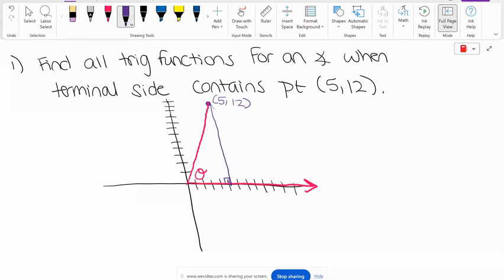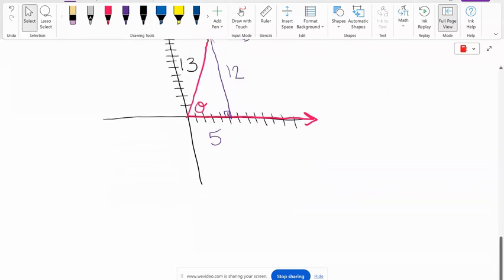All right, so now let's label some parts of this triangle. How many units did I go on the x-axis? 5. How many units did I go on the y-axis? 12. Do you all remember in geometry, there was a triple, 5, 12, 13. So that hypotenuse is 13. Let's say it wasn't a triple. What do you think you would have to do to find that last side? Pythagorean theorem, right? If it weren't a triple, we would have to do the Pythagorean theorem to find that last side.